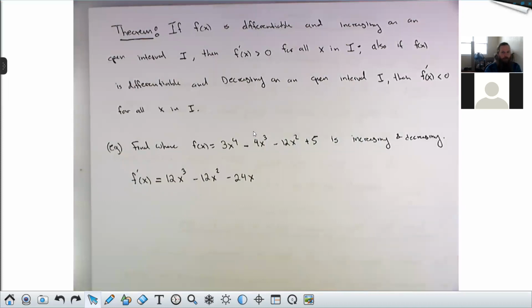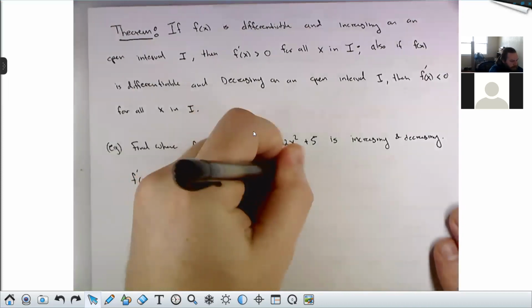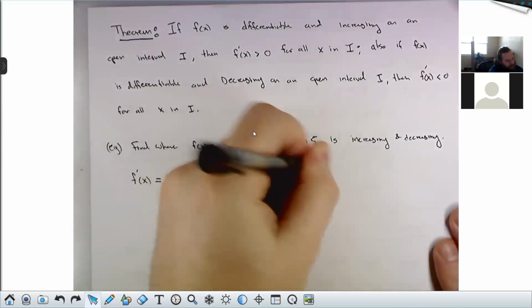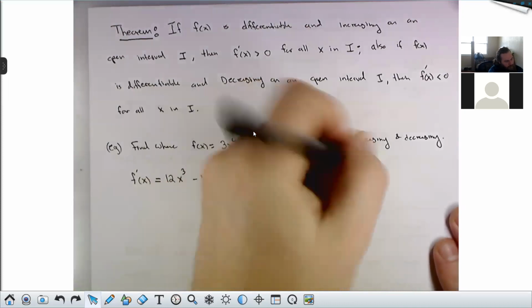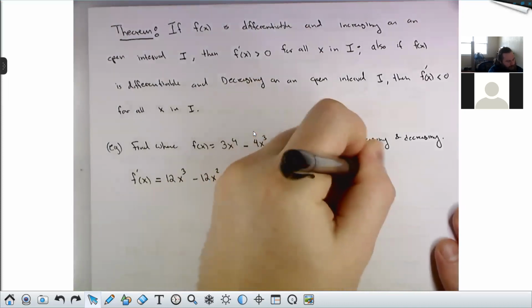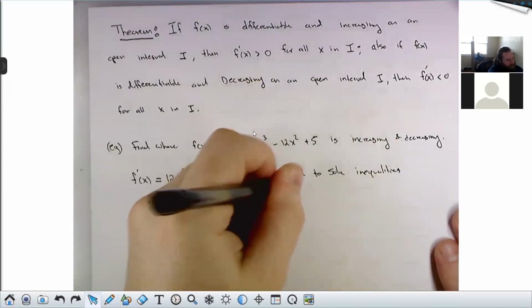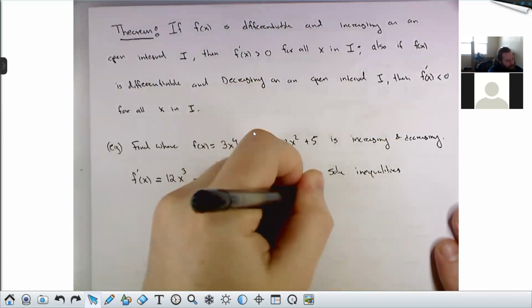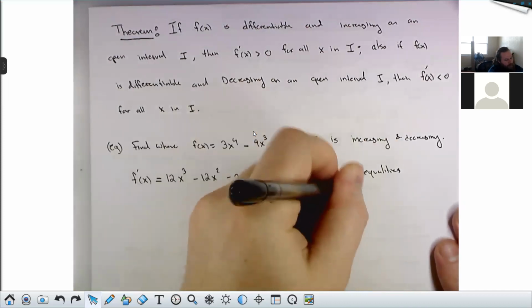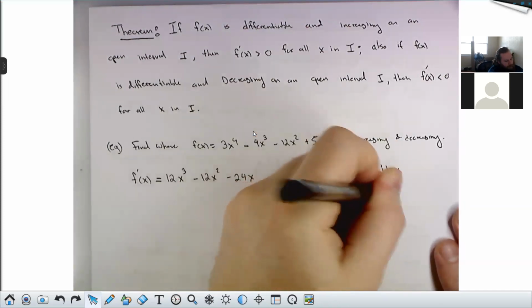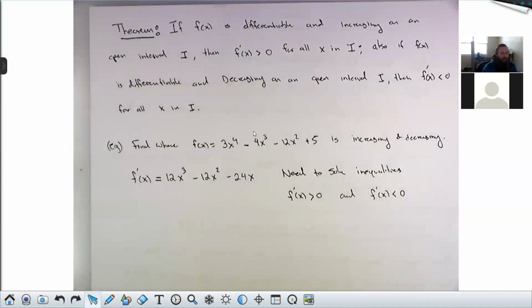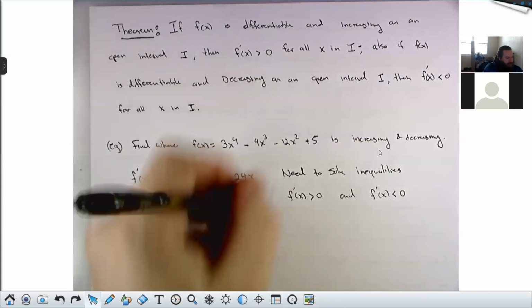How do I figure out where f prime is positive and negative? I need to solve the inequalities f prime of x is greater than 0 and f prime of x is less than 0. Turns out we can solve both of these at the same time.